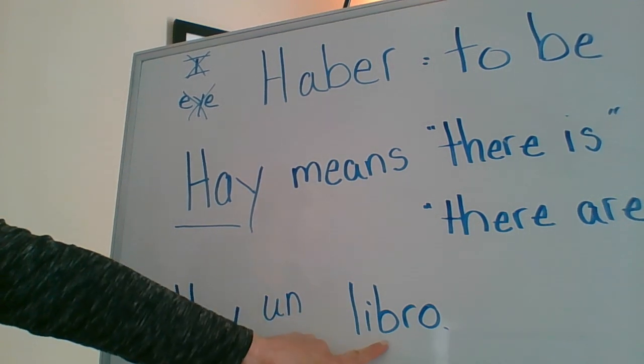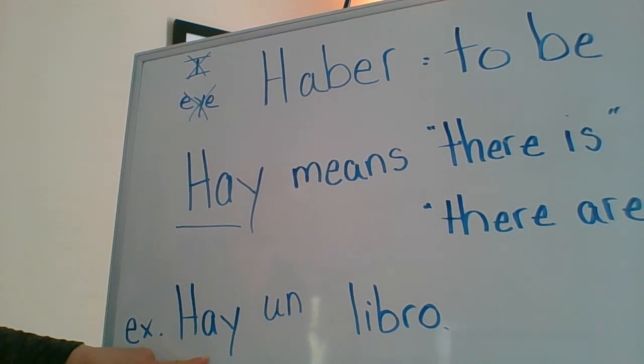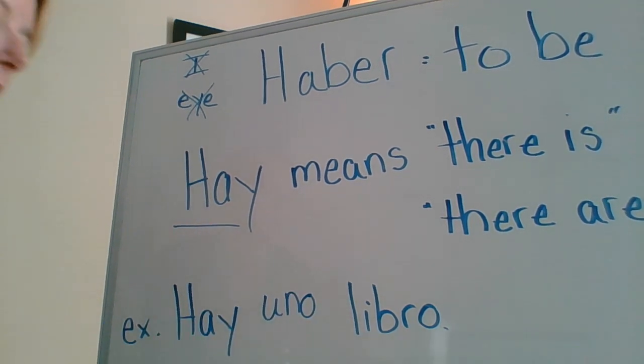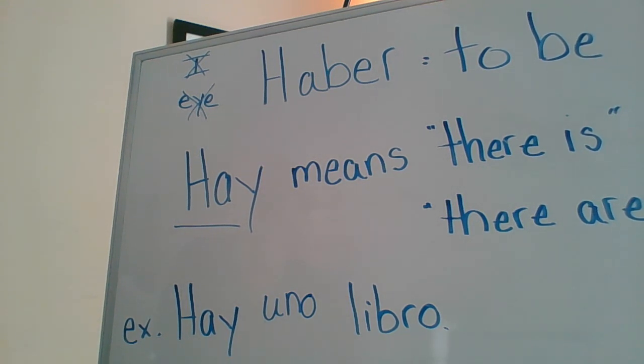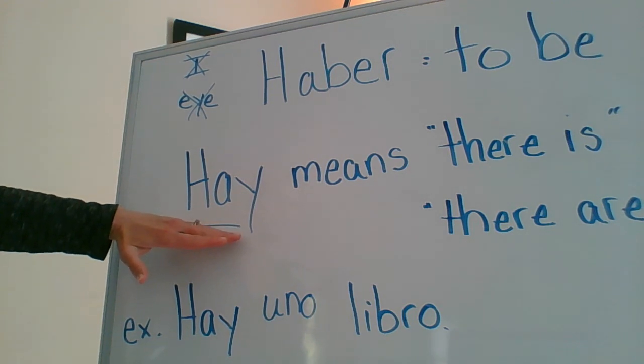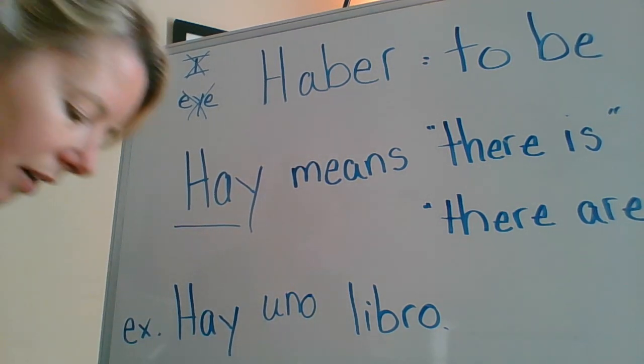Hay un libro. There is one book. Or this actually says a book. If you wanted to say one book, uno. Hay uno libro. Okay, so now we know that when we're reading our book, we're not going to say hey, we're going to say hay, and it means there is.